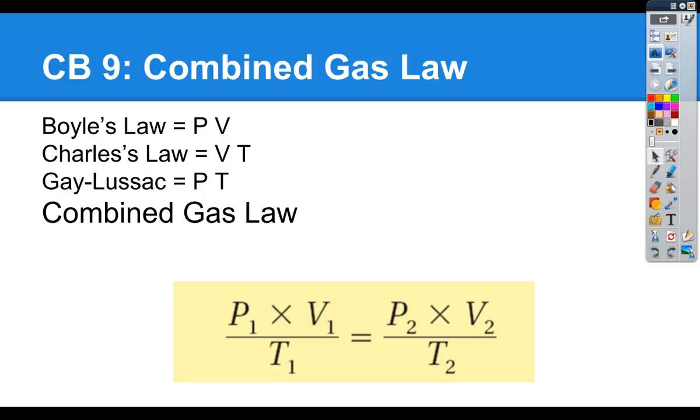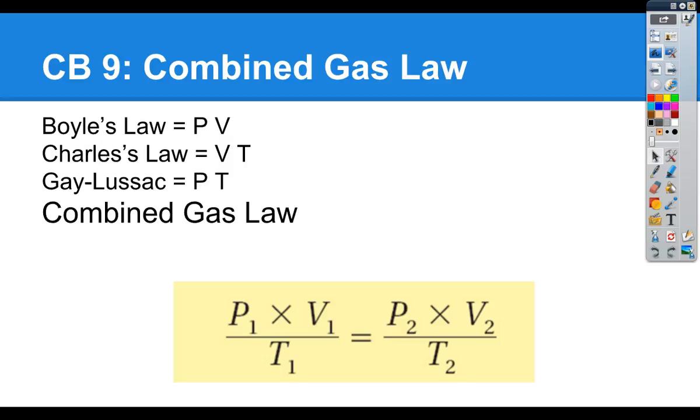All right, so far we have talked about Boyle's Law. Boyle's Law deals with pressure and volume. Remember, this was the inverse proportion. So it basically says that if one goes up, the other goes down. If you increase the pressure by 2 times, then the volume goes down by 1/2.